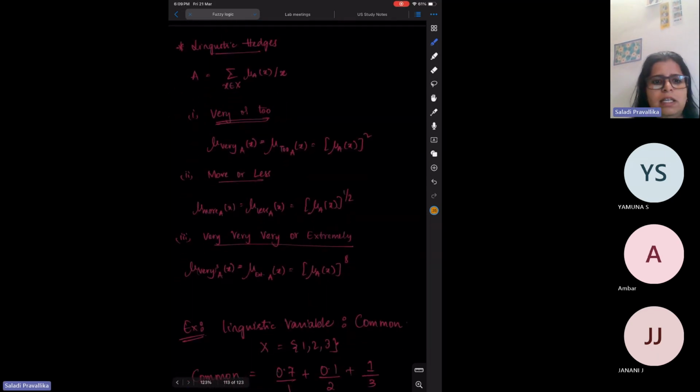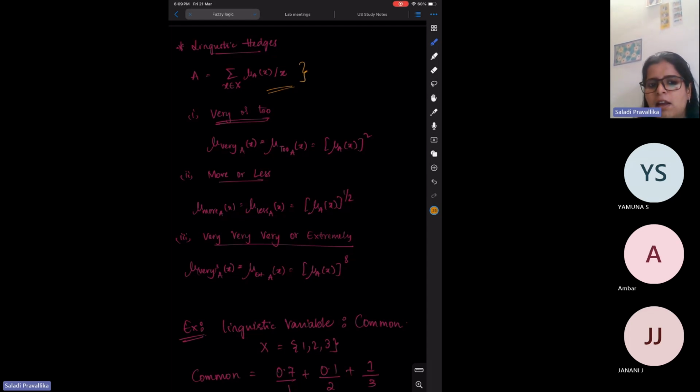And then coming to linguistic hedges. So how are we going to deal when we have a fuzzy set and we want to apply a very or more or less, or very, which is extreme, and things like that over the given fuzzy sets. Okay, so we'll look at it. As you know, we write our A as a summation of small x, which belongs to capital X, the universe of discourse. And then we have our membership function for a given value of the generic variable, right? So this is our A.